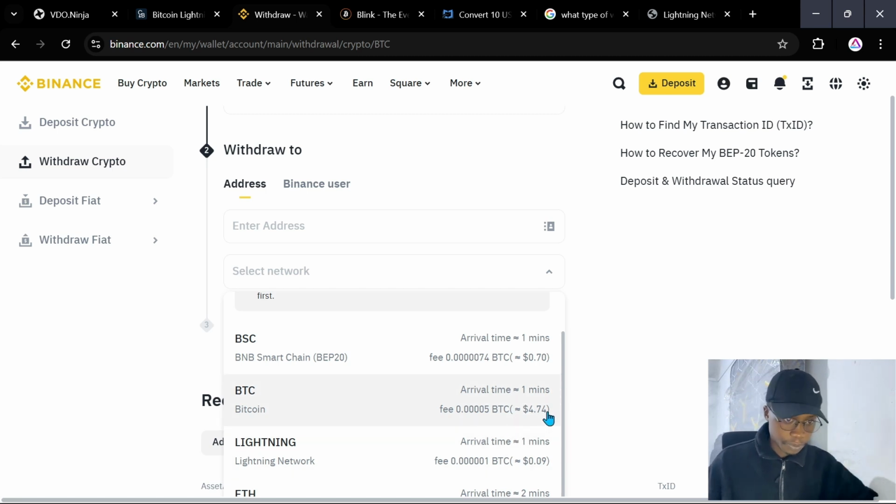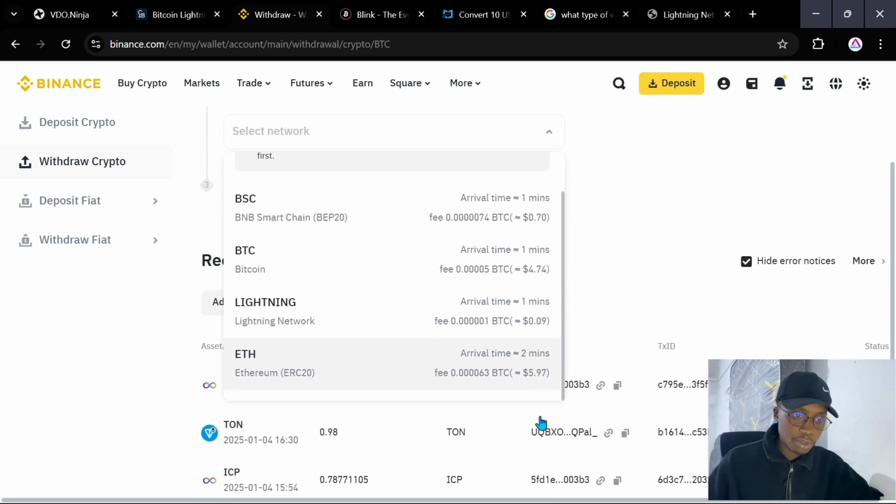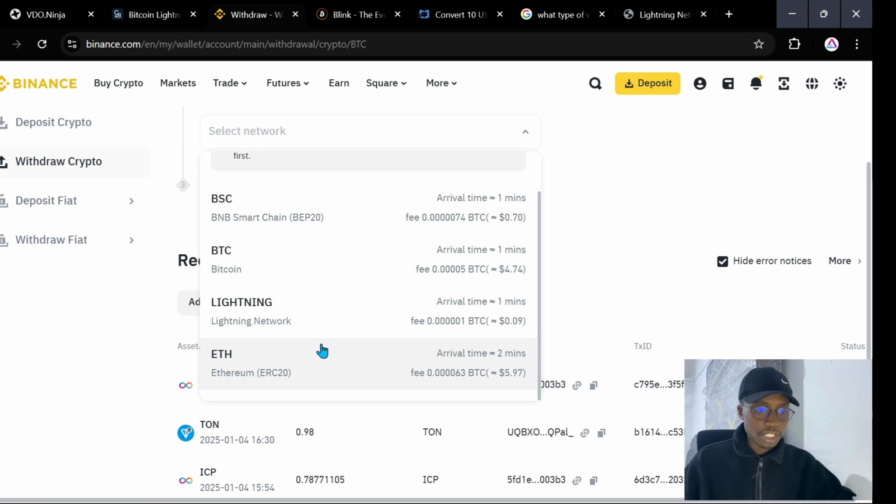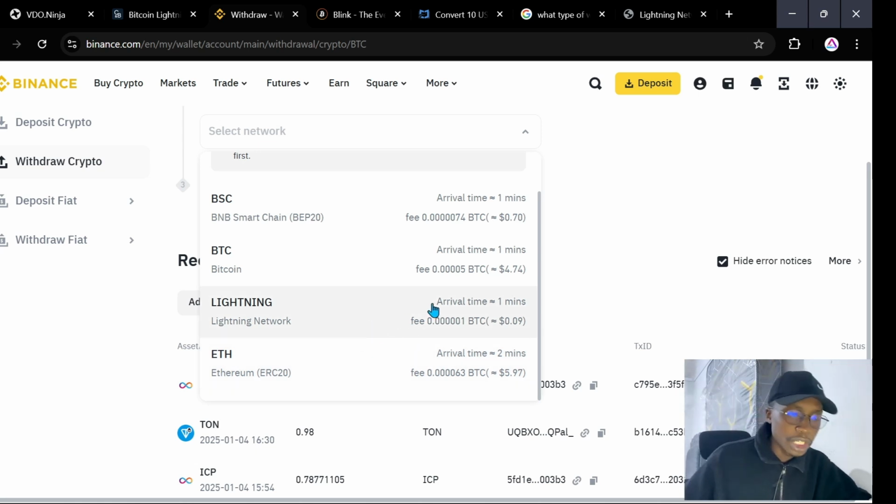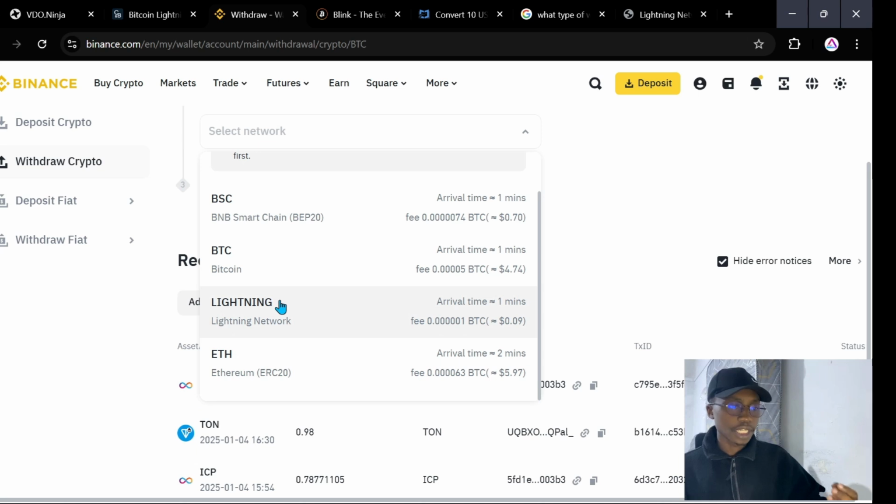As you can see right here on my screen, there is the Bitcoin network, and there is also the Lightning network. As you can compare here, there is a big difference in the Bitcoin fees. So you might have come across this Lightning network and wondered, what is this thing? In this video I am going to make a summary of what it is.